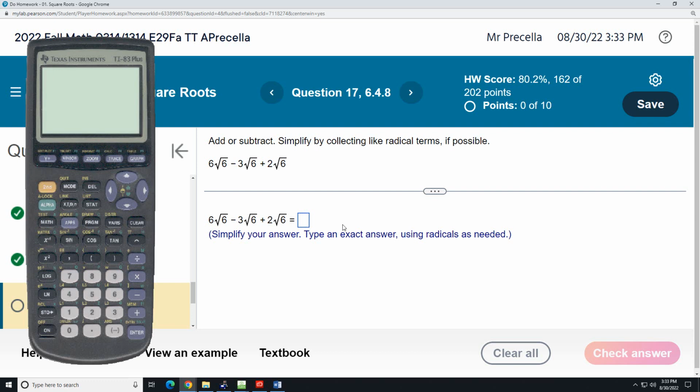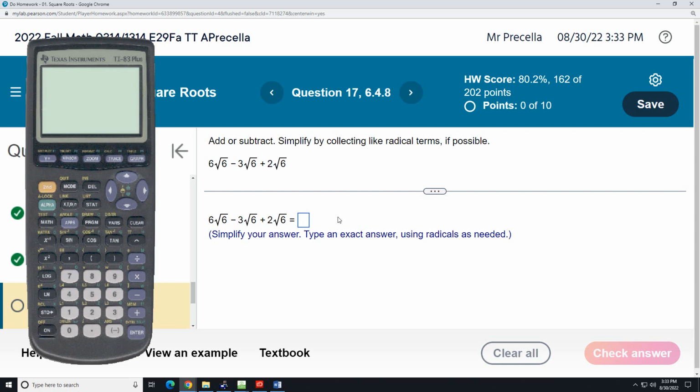Oh, look at number 17. Let's write that down. 6 square root of 6 minus 3 square root of 6 plus 2 square root of 6. Do you have a feeling that there's going to be a square root of 6 in the answer? Yeah, okay. What number are we going to have in front of that square root of 6?